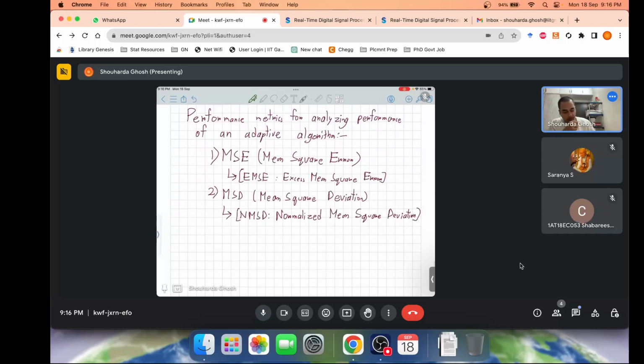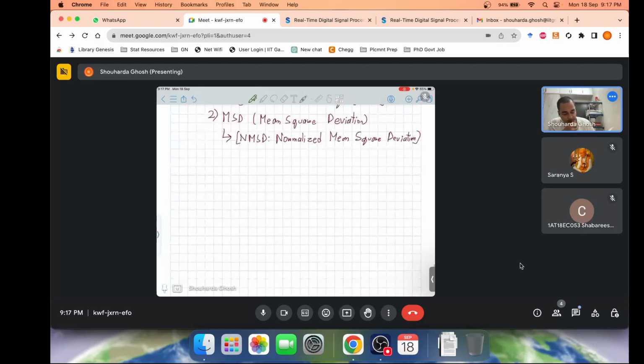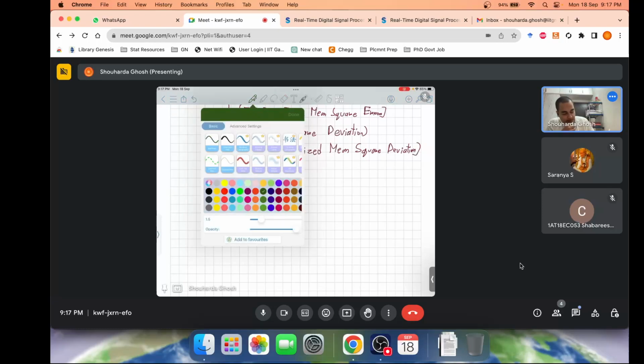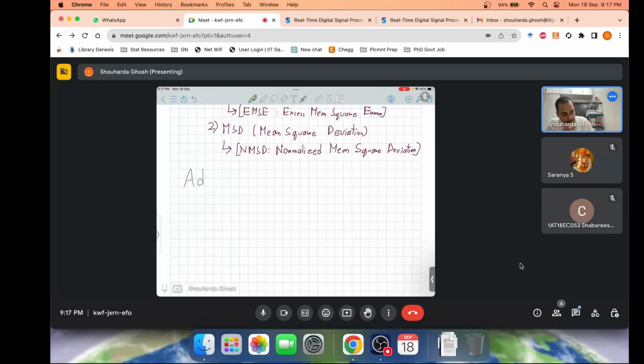So what actually happens initially? Okay, so as mentioned, in any of our adaptive algorithms, we have something called the cost function that we denote by J.